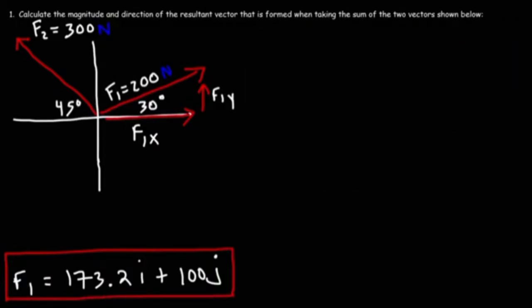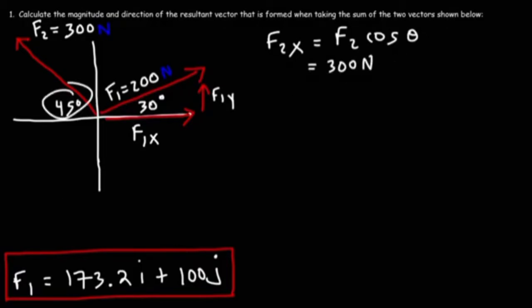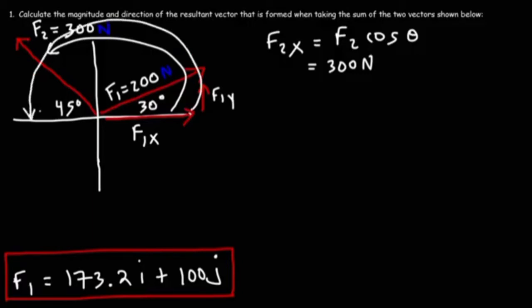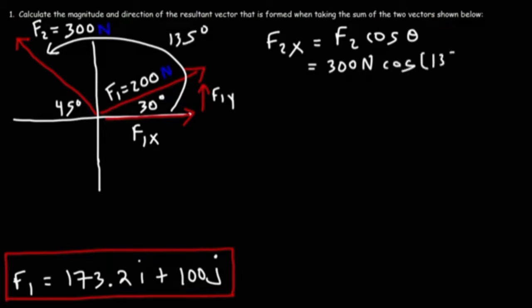Now, let's repeat the process for the other force vector, f2. So let's calculate the x component of f2. That's going to be f2 times cosine theta. f2 has a magnitude of 300 newtons. Now, this is the reference angle. What we need is the angle relative to the positive x-axis. So we know this is half a circle, which is 180. If we go back 45, we get 180 minus 45, which is 135. So that's the angle relative to the positive x-axis, which is what we want to use.